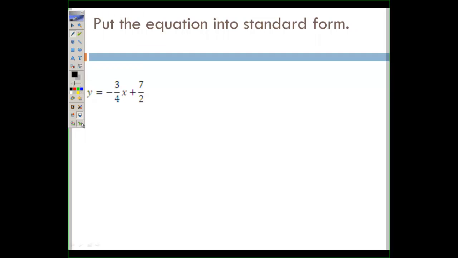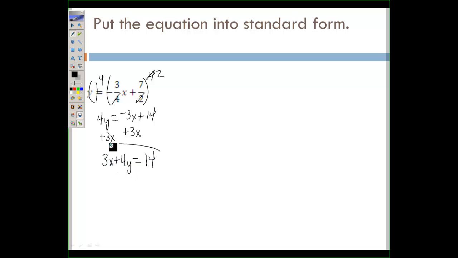Let's do another one. Initially, I see that I have fractions, so right before I do anything else, I need to multiply both sides by 4. I'm going to say 4y equals negative 3x plus 14. I'm almost there. I need to get my x and y together. My x should come first, then my y, then my constant. It's now in standard form.